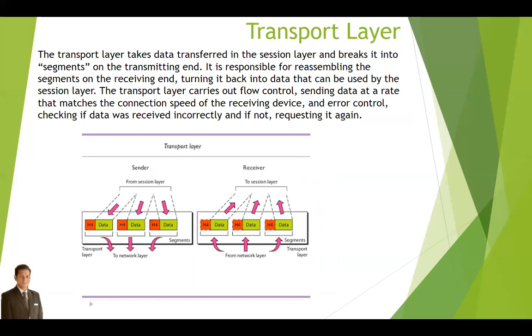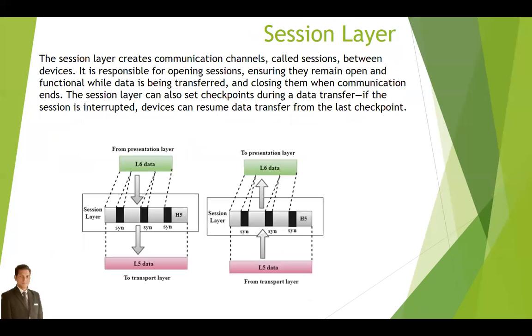Transport layer. The transport layer takes data transferred in the session layer and breaks it into segments on the transmitting end. It is responsible for reassembling the segments on the receiving end and turning it back into data that can be used by the session layer. The transport layer carries out flow control, sending data at the rate that matches the connection speed of the receiving device, and error control, checking if the data was received incorrectly and, if so, requesting it again.